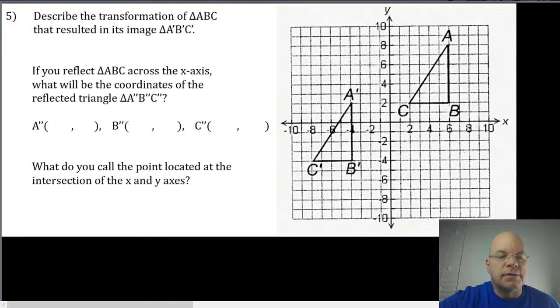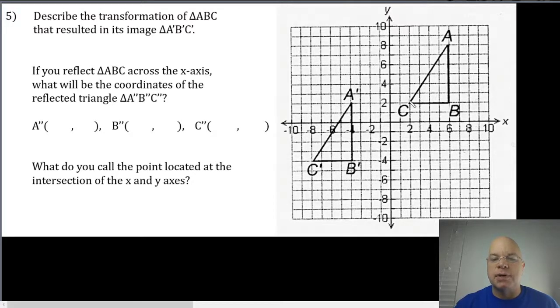Problem number 5 has several parts. The first part is asking us to describe the transformation of triangle ABC that resulted in the image A prime, B prime, C prime. So ABC is up here in the first quadrant. A prime, B prime, C prime is down here to the left, in the second and third quadrants, and so it's been translated to the left and down.